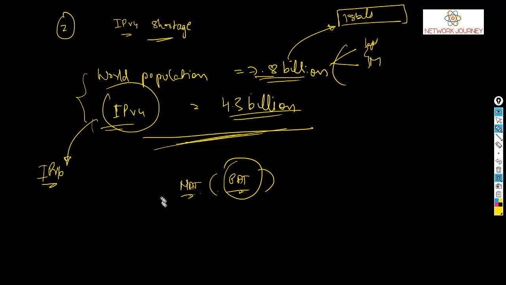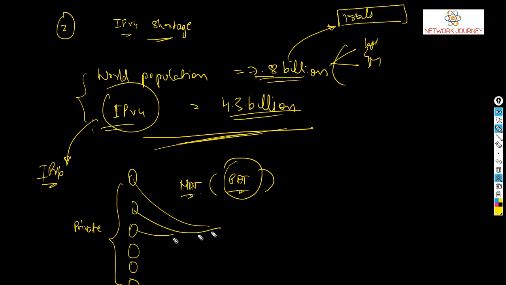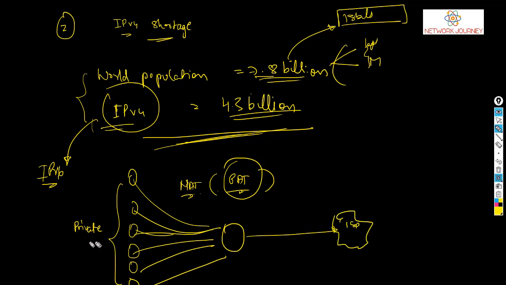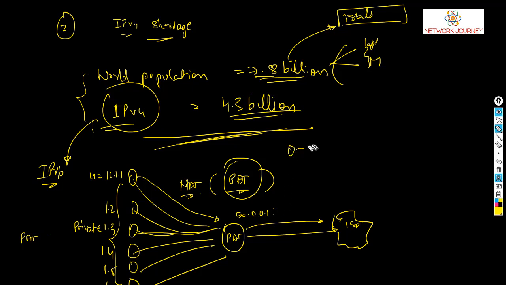How it works: let's say I have 10 users, or maybe 100 users, all using private IPs. Let's say there is one router directly pointing to the ISP, and I configured PAT here. All these users are on private IPs, say 16.1.1.1, 1.2, 1.3, 1.4, 1.5, 1.6. When the traffic hits the PAT router, it makes use of one single public IP and adds a port number. You know the port range: 0 to 65535. So a random port number gets added to the first traffic.